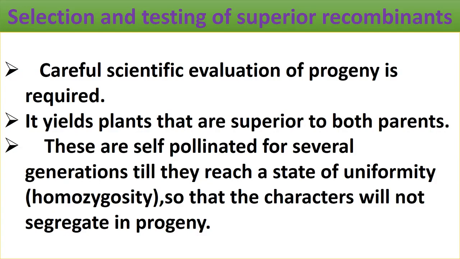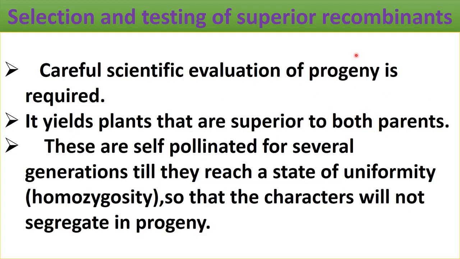Now the fourth step of plant breeding is selection and testing of superior recombinants. So in this step what is done? Selection and testing of superior recombinants. Recombinants means the plants, or you can say hybrid plants, which we have obtained after the hybridization of the selected parents. Out of all those hybrids, superior recombinants, meaning the plants having the desirable combinations, will be selected and tested. So here careful scientific evaluation of progeny is required.